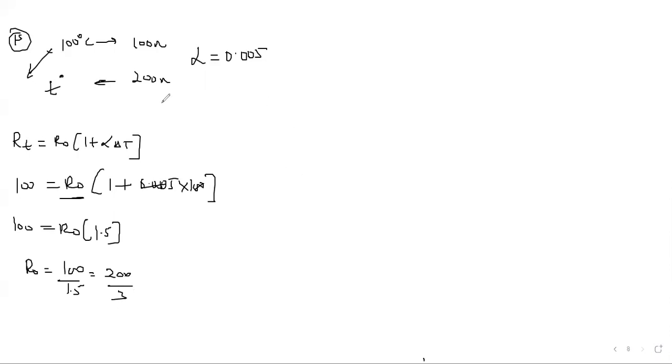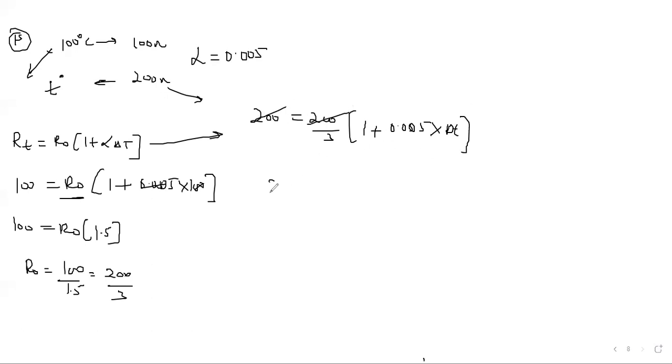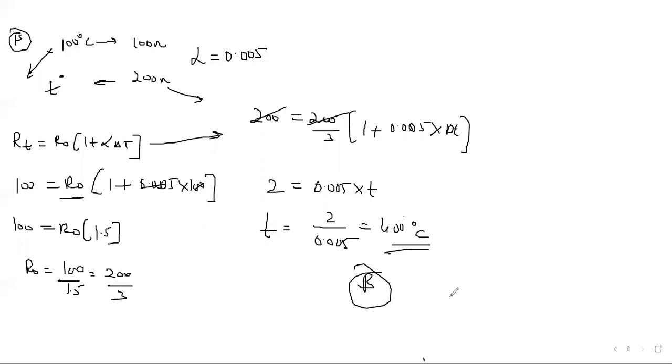Now write the same equation for the second case. They said we want 200 ohm resistance. Initially we calculated R naught as 200 by 3. Now, 1 plus alpha, which we know is 0.005, into delta T. What should delta T be? Now we can cancel: 200 goes, this becomes 3. 3 minus 1 is 2. So 2 is equal to 0.005 into T. So T is 2 upon 0.005, which becomes 400 degrees Celsius. That should be the answer. So this is matching the second option, option B.